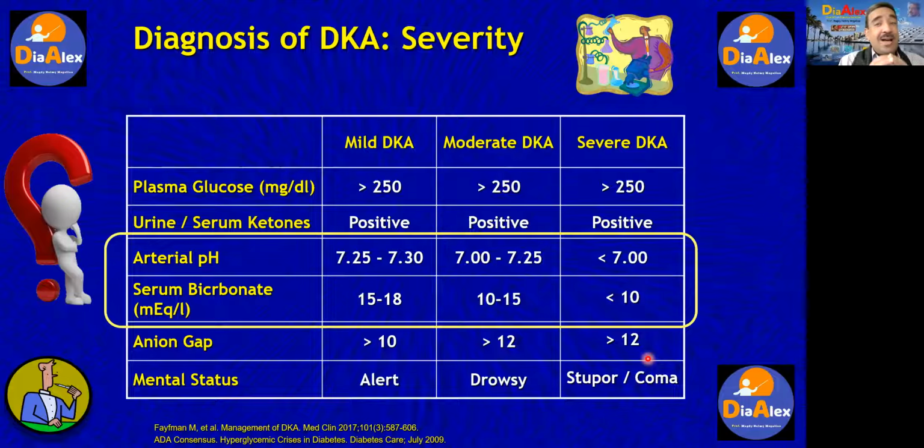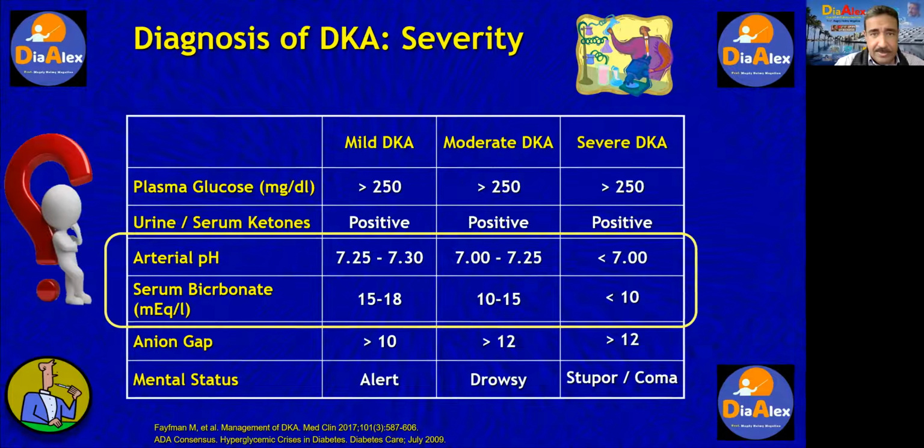So after diagnosing DKA, you decide about the severity, and according to the severity, you decide where you would admit your patient. A patient with mild DKA can be safely managed in the ward, in the emergency department, but if the patient is having pH 7 to 7.2 or less than 7, a bicarb less than 15, the patient should be managed at intensive care unit setting.